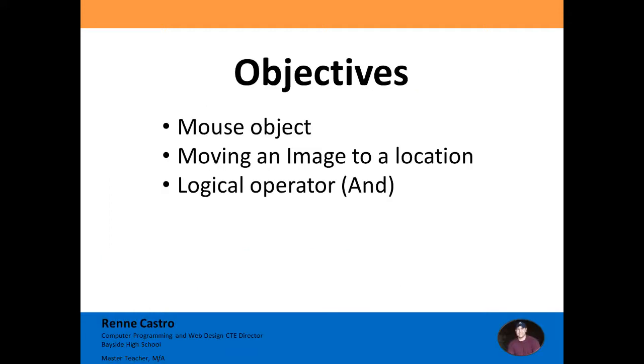In this lesson we're going to explore the mouse object and see how we can use it to control the crosshairs in our game. We're also going to explore a programming concept called AND, which is a logical operator that will enable us to make a more complex decision in our game. So let's get to it.